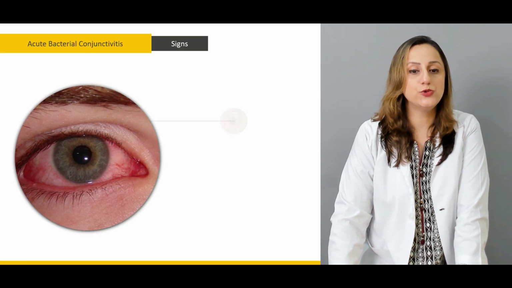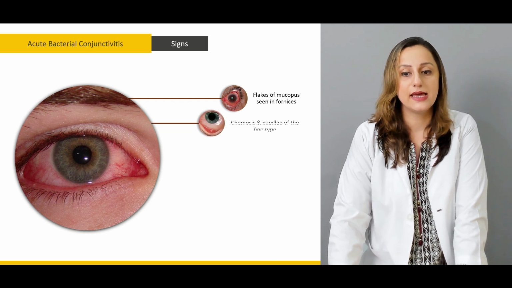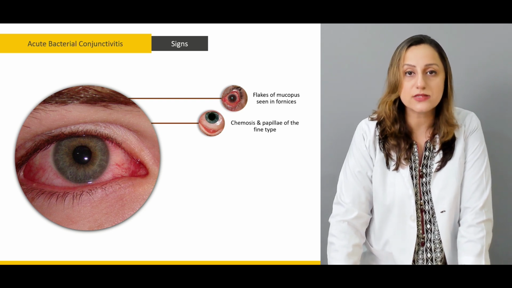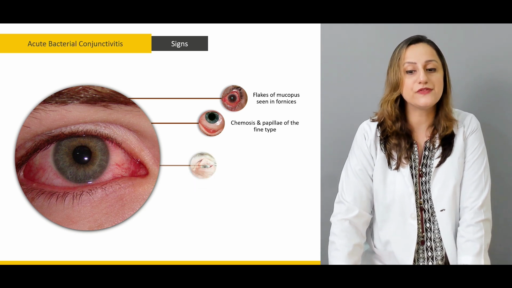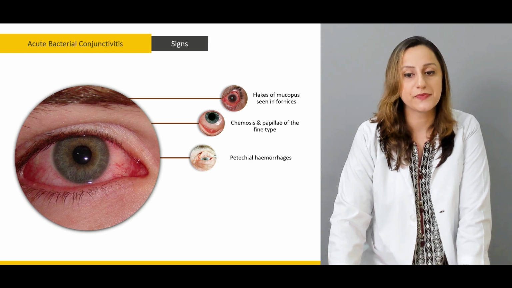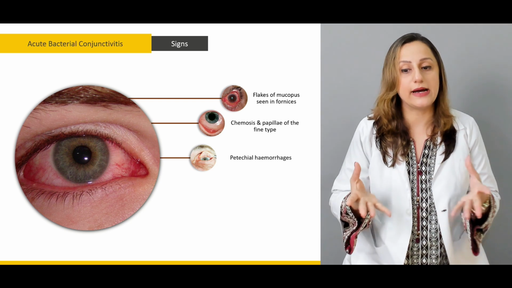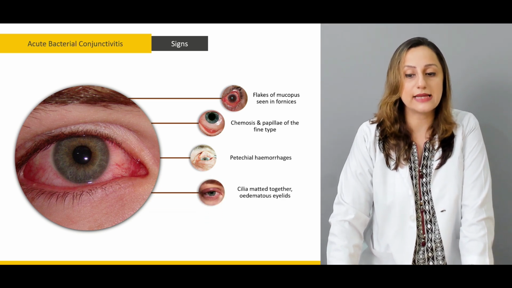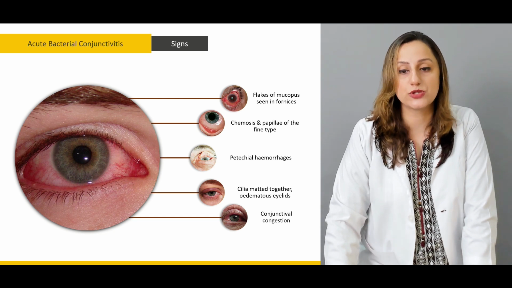The signs would include flakes of mucopus seen at the fornices, and the patient would be suffering from chemosis, that is basically the redness of the conjunctiva, the hyperemia that is noted, and papillae of a very fine type would also be noted. If we evert the upper eyelid or the lower eyelid, the patient can have petechial hemorrhages. The patient can also have cilia that are matted together, or there can be edematous eyelids. Conjunctival congestion is sometimes also seen in these patients.